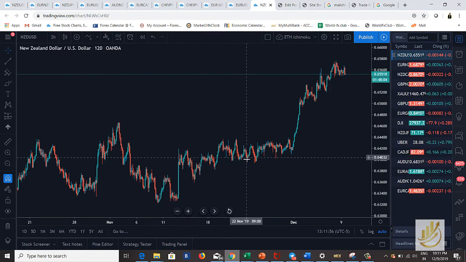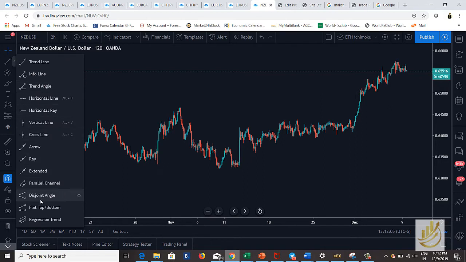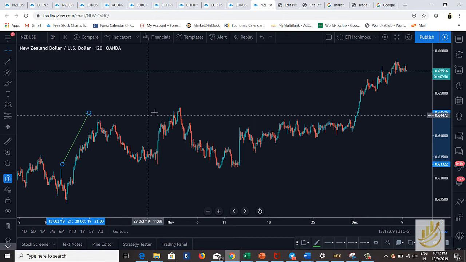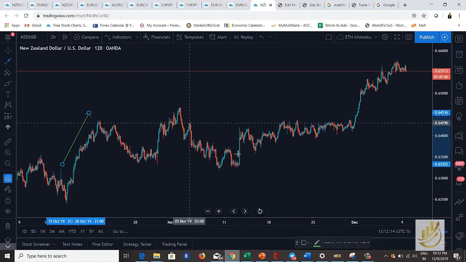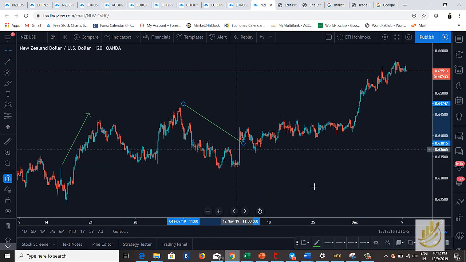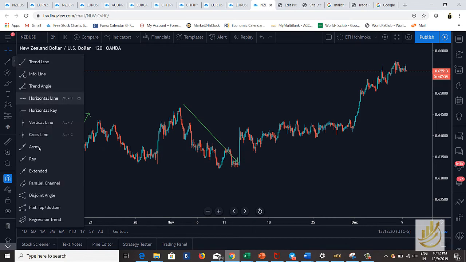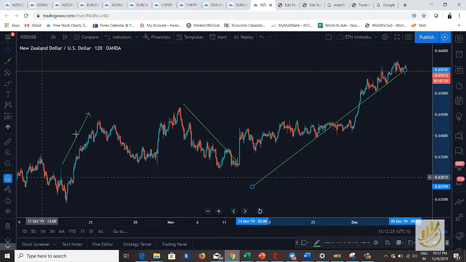This is a New Zealand dollar versus US dollar chart. Again, we see a clear uptrend, right? If I draw a line here, we see an uptrend, then some downtrend here on a 2-hour chart, some downtrend here, and then an uptrend here, right? So it's ideally an uptrend.